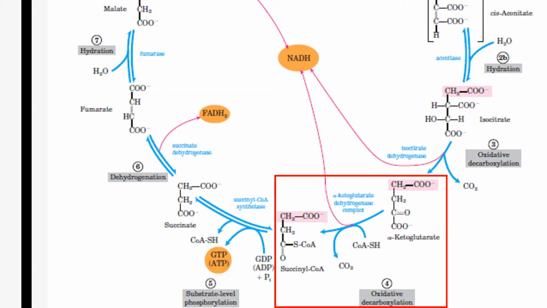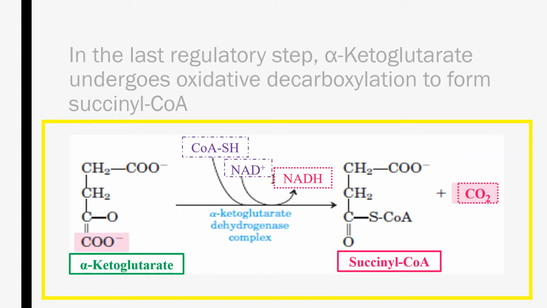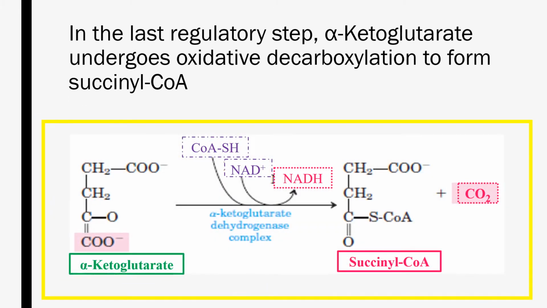In the last regulatory step of the citric acid cycle, alpha-ketoglutarate is converted to succinyl-CoA. This step is another oxidative decarboxylation, in which CoA, NAD+, and a multi-enzyme complex called alpha-ketoglutarate dehydrogenase converts the 5-carbon alpha-ketoglutarate to the now 4-carbon succinyl-CoA and CO2.